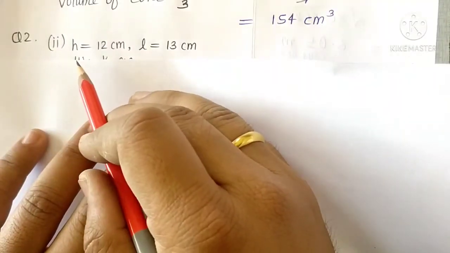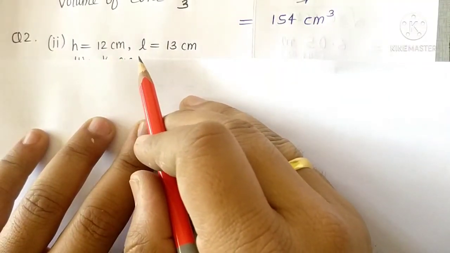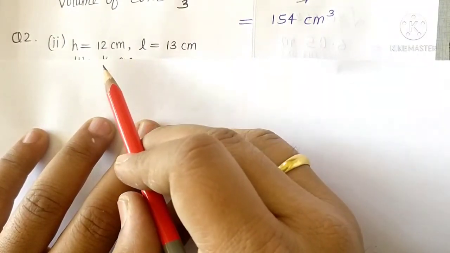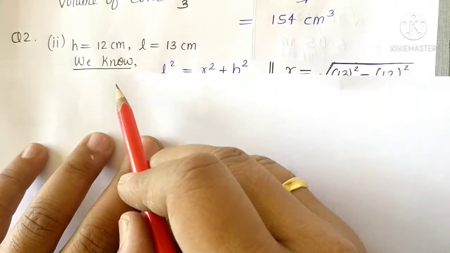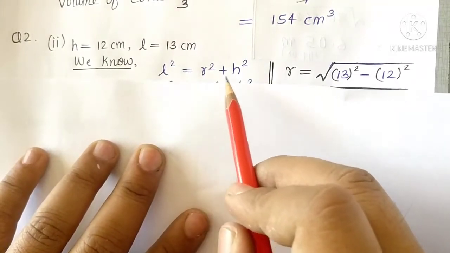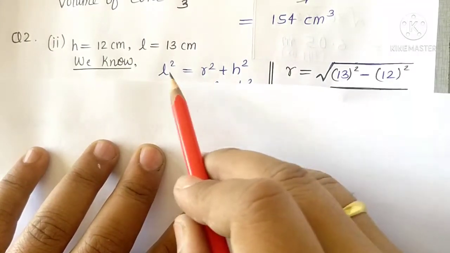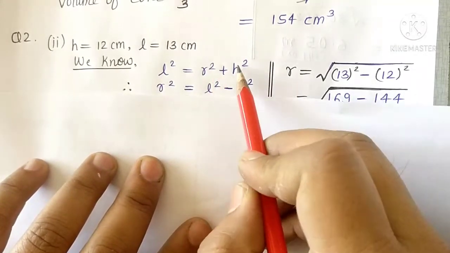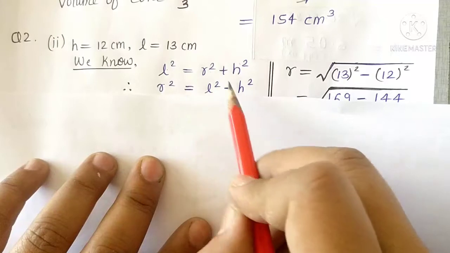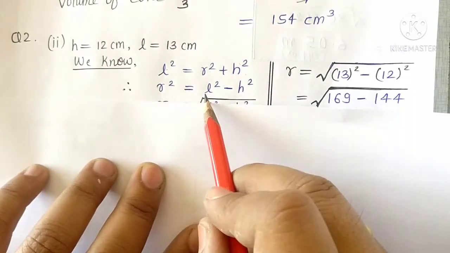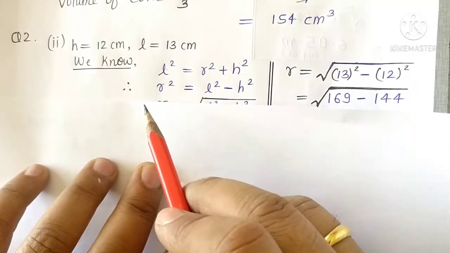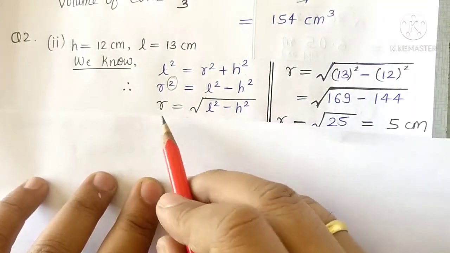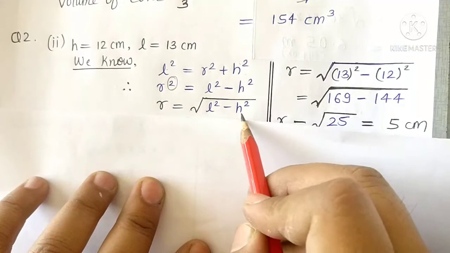So in the second part they have given height 12 centimeter, and L, that is slant height, 13 centimeter. On the basis of these two we can find the R, which means radius. Formula is L square equals R square plus H square, because we are using a right angle triangle in a cone. So R square will remain here, H square will go that side, so L square minus H square will become R square. But we need to find only R, so we will remove this square, so it becomes under root. So R equals under root of L square minus H square.